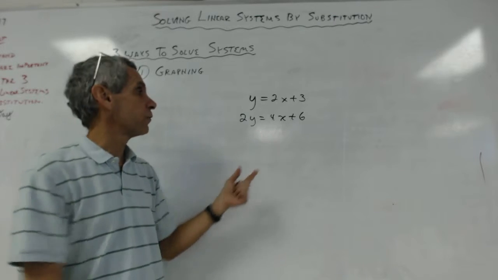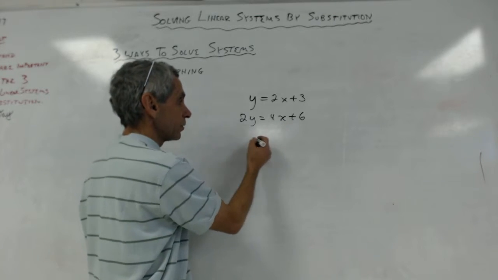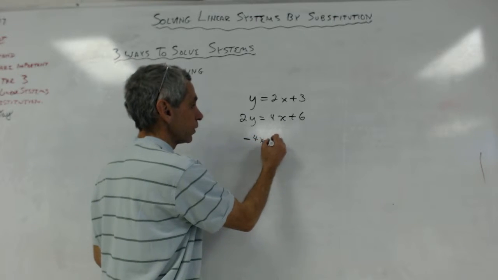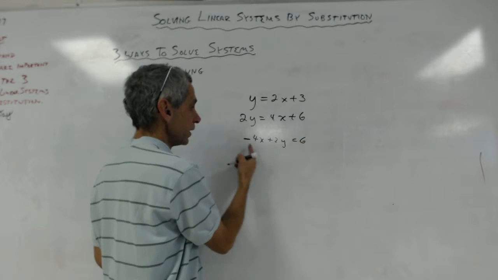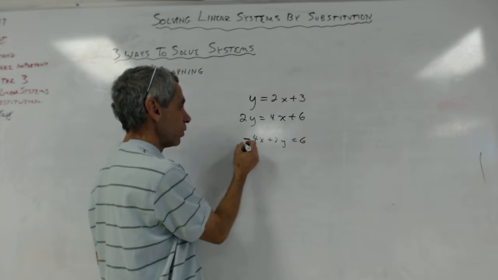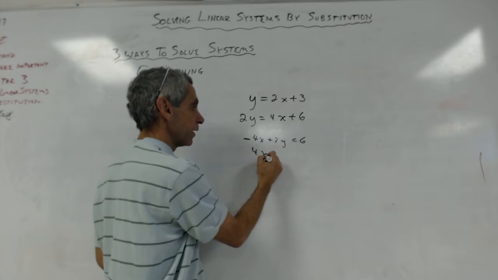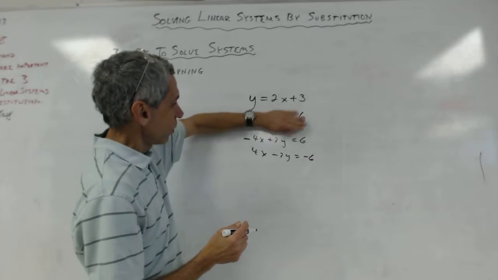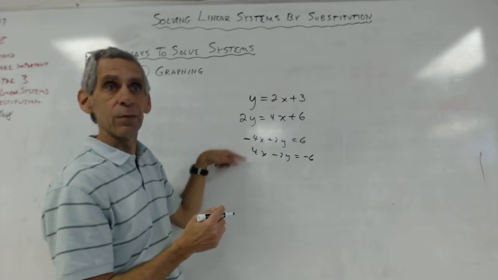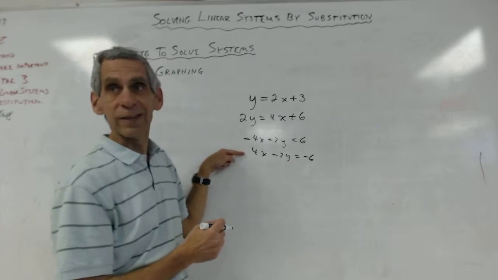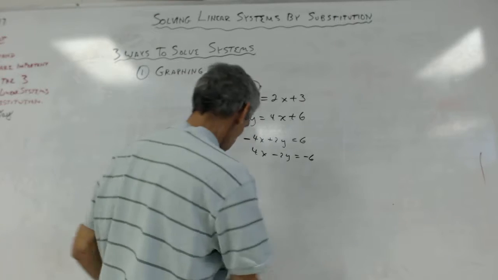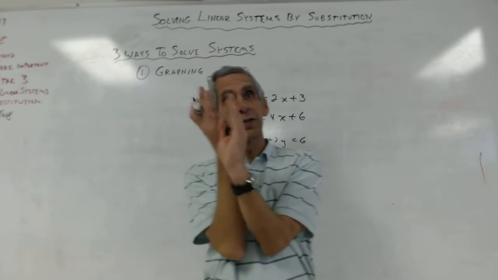So I could write this so that it doesn't look like it. I could write it in standard form. I could subtract 4x from both sides. I got negative 4x plus 2y equals 6. And then I can multiply everything by negative 1 to make that positive 4x minus 2y is equal to negative 6. And now you'd never know that those were exactly the same line. But that line and that line are exactly the same thing, right? They're exactly the same thing. So those are when lines coincide.